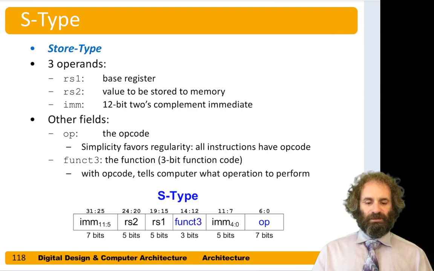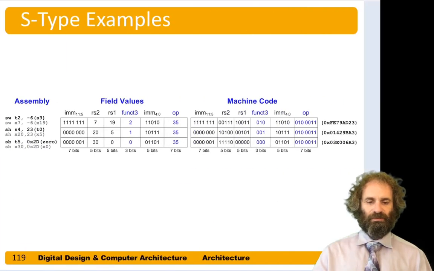So here's S-type again, just like we talked about. And some examples of store instructions using the S-type encoding. All the stores have an op of 35 and a funct. The funct is 2 for store word, 1 for store half word, and 0 for store byte.